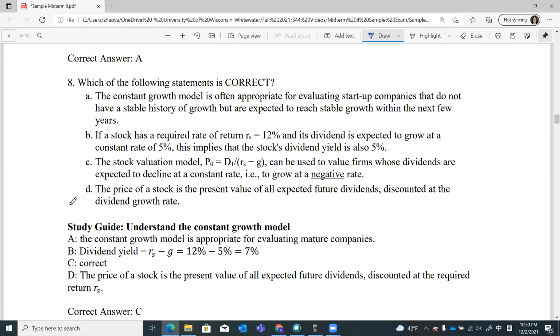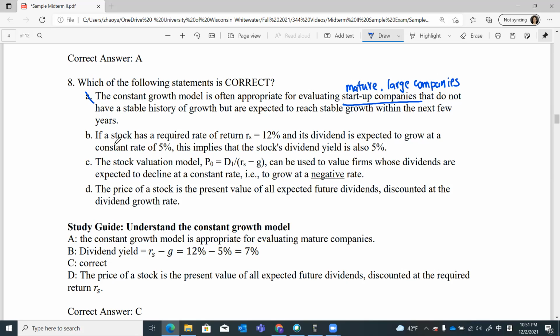Question 8, which of the following statements is correct? First, constant growth model is often appropriate for evaluating startup companies that do not have a stable history of growth, but are expected to reach stable growth within the next few years. This is incorrect. This is false because constant growth model is appropriate for evaluating mature, large company with constant growth rate of dividend.